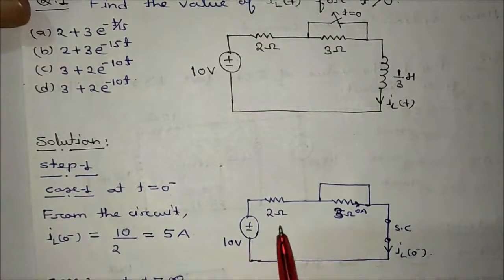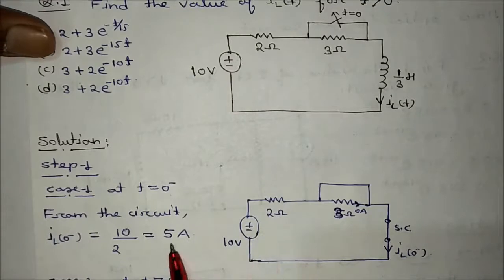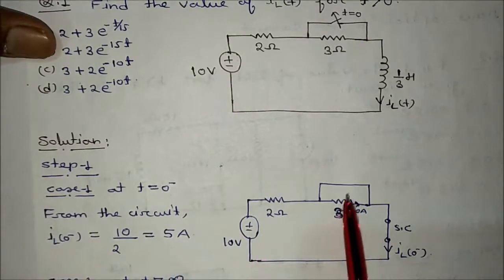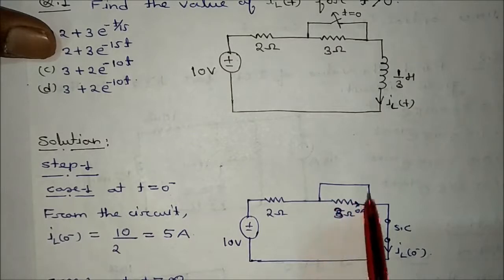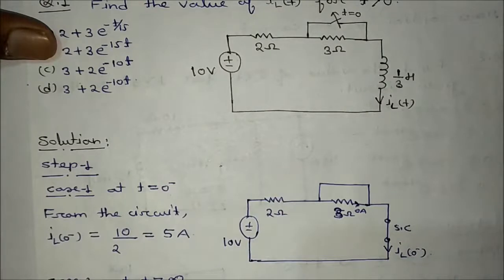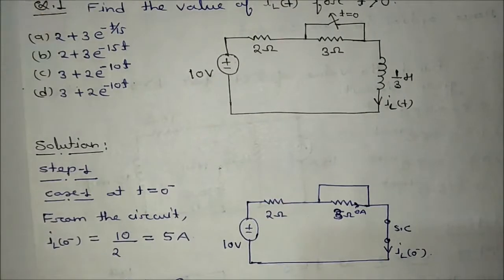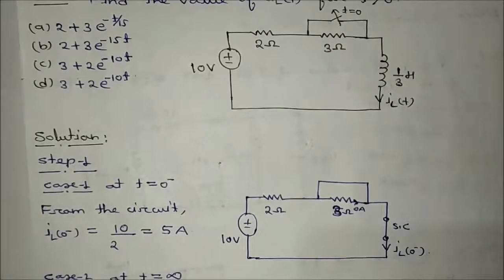You can easily calculate this. It is equal to 10 divided by 2, that is equal to 5 ampere. Why? Because this resistance will be shorted by this, so there will be no resistance here. So 10 divided by 2 is equal to 5 ampere. Now the next one is to get the value of iL(infinity), which we find at t is equal to infinity.